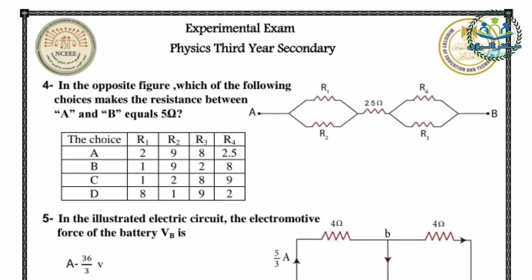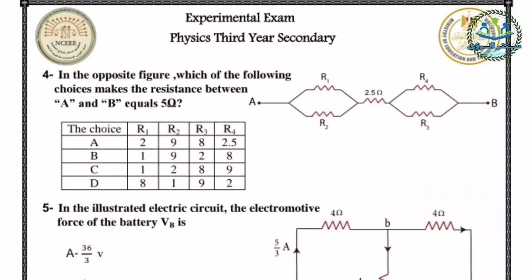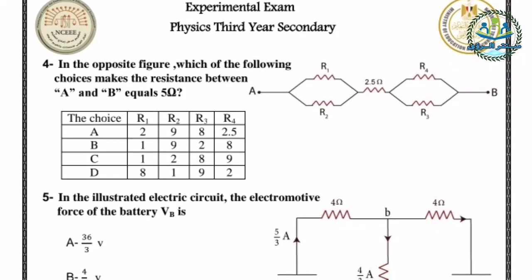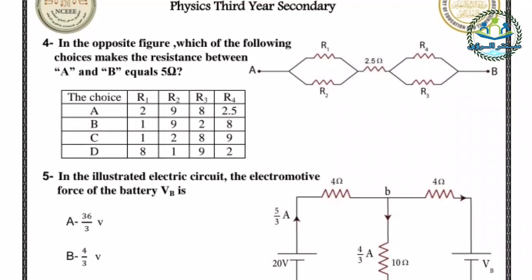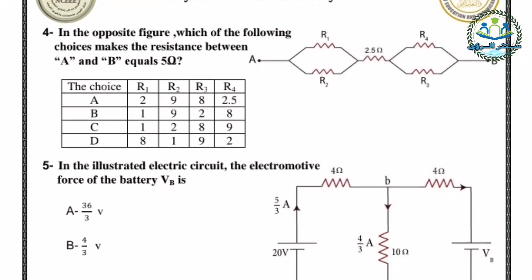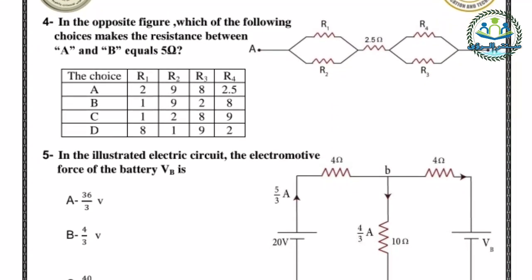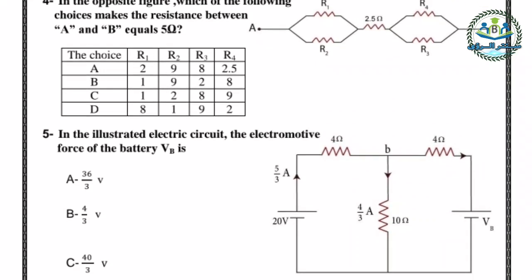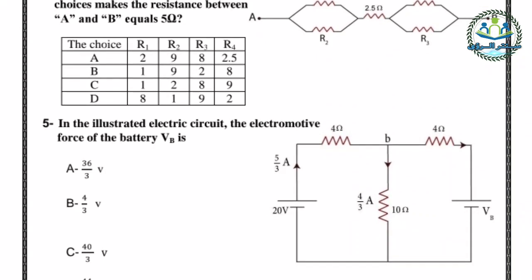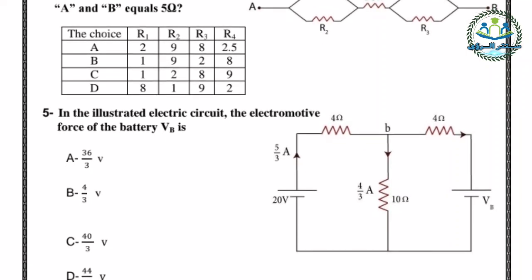4. In the opposite figure, which of the following choices makes the resistance between A and B equal 5 ohms? The choices for R1, R2, R3, R4 are: A) 9, 8, 2.5; B) 1, 9, 2, 8; C) 1, 2, 8, 9; D) 8, 1, 9, 2.